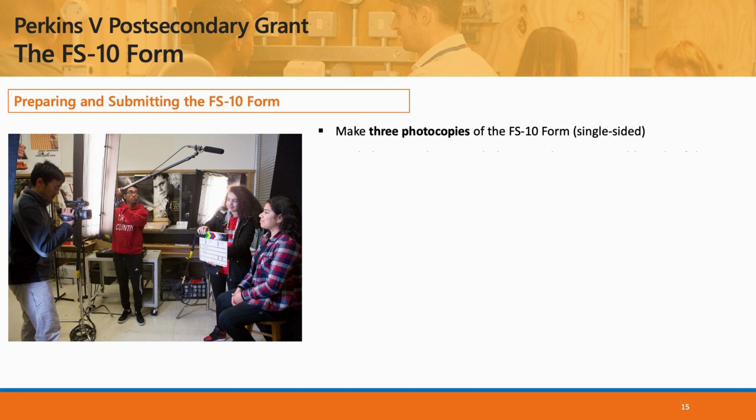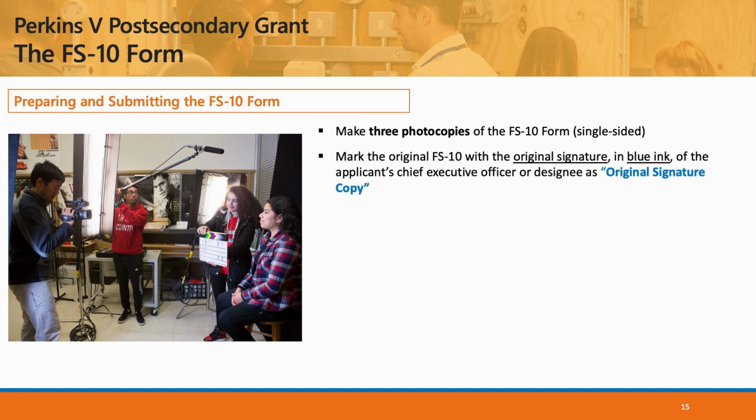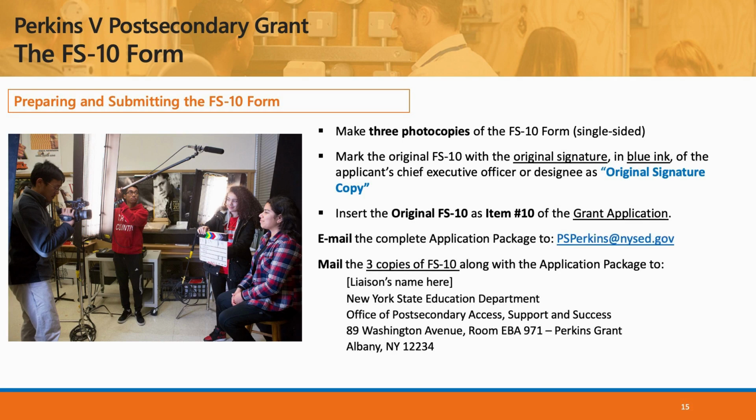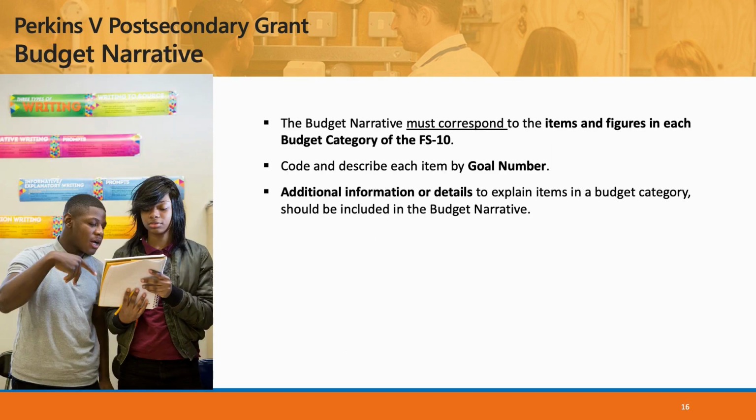To prepare the FS-10 form for submission, please make 3 photocopies of the FS-10 form, single-sided. Mark the original FS-10 with the original signature in blue ink of the applicant's Chief Executive Officer or designee as original signature copy. Insert the original FS-10 as item 10 of the grant application. Email the complete application to the email address provided. Mail the 3 copies of the FS-10 along with your application package to your designated liaison at the address we've provided.